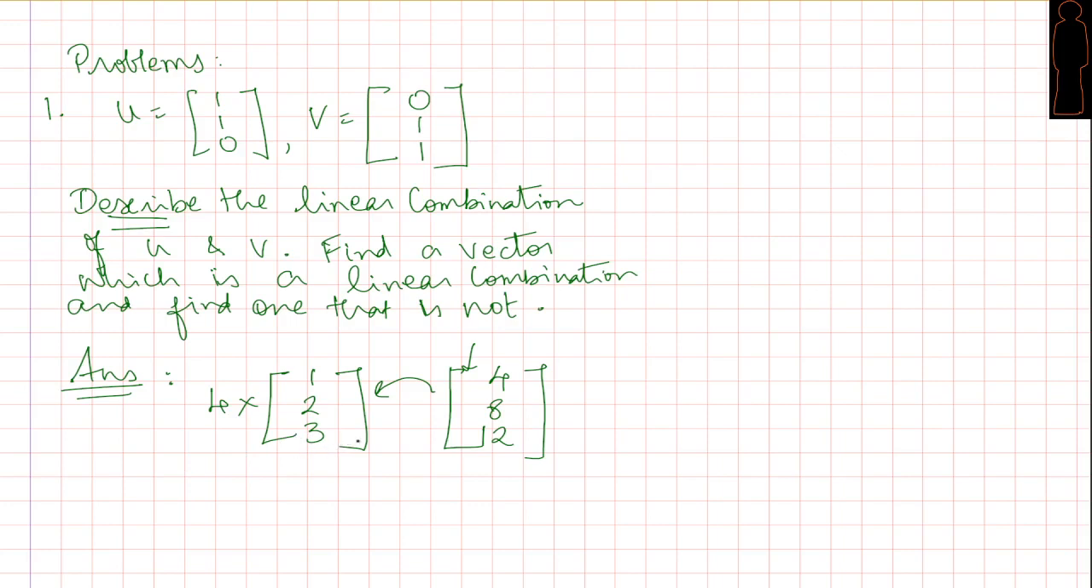And therefore, if we consider linear combinations of vectors 1, 2, 3 and 4, 8, 12, it is not going to describe a plane. No, it will not describe a plane, but it will describe only a line. Now what about these two vectors 1, 1, 0 and 0, 1, 1? Are they multiples of each other, or should I put it differently?